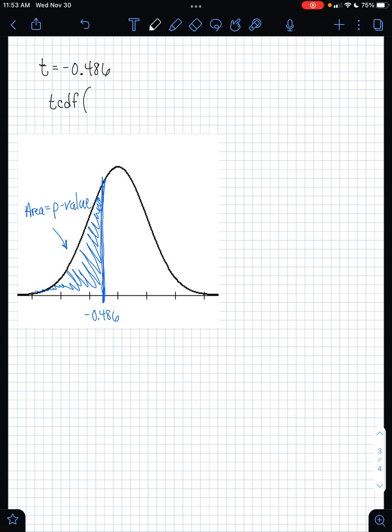The tcdf command, much like the normal CDF command, needs a lower or left bound, an upper or right bound, and it's going to, of course, need to know the degrees of freedom. So for us, we need our tcdf command to use negative infinity, or our version of it, and for the right bound, negative 0.486, with the degrees of freedom being 10, again, 1 less than the sample size. And this gives us an area of 0.3187, etc.